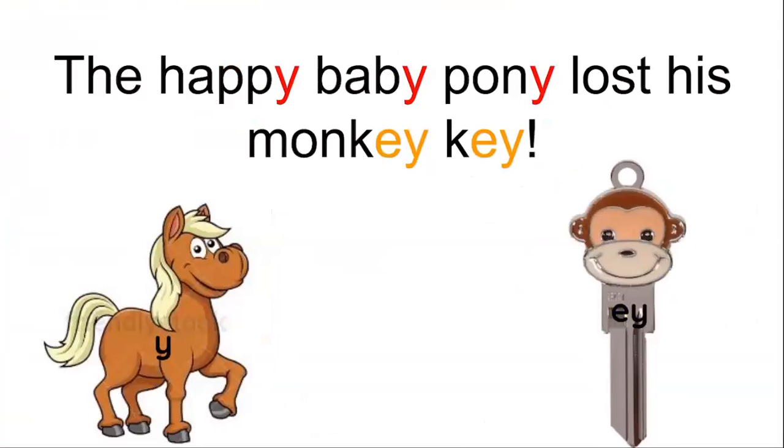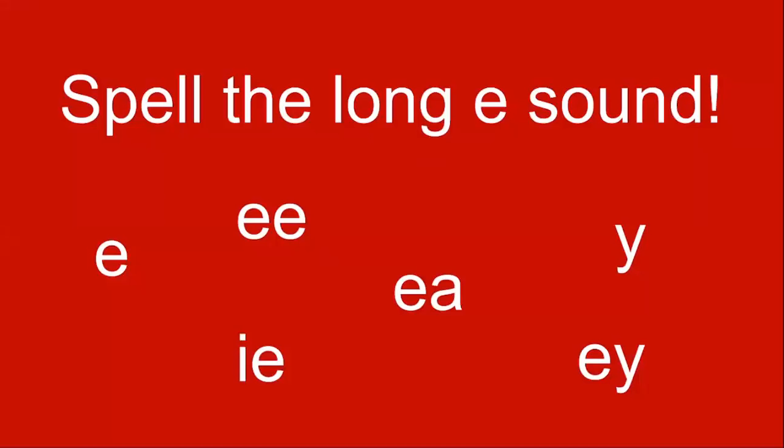And then at the end of a word, happy baby pony. The happy baby pony lost his monkey key. So the common way to spell the E sound at the end of a word is a Y. And then we have an unusual spelling, the EY in the word key. Okay. That's it for the week. I hope you do well.